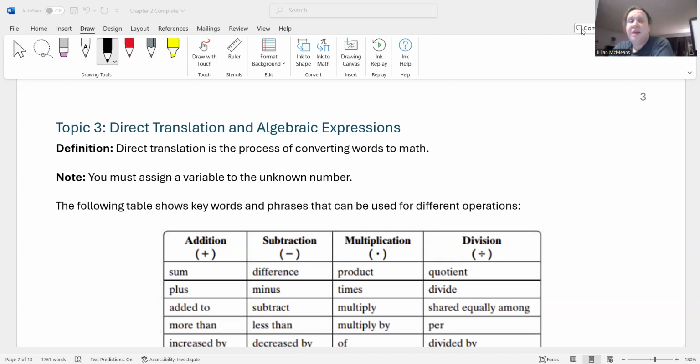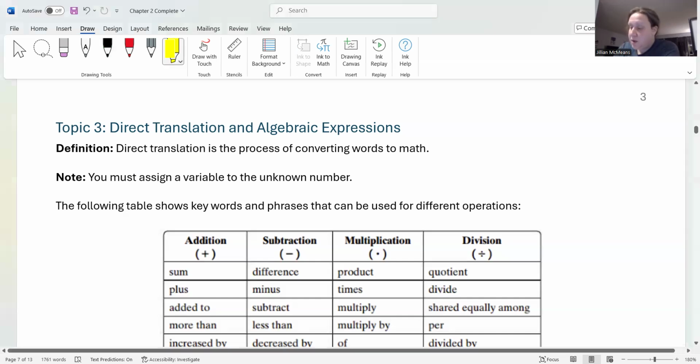My doors are open. Anyway, when you're dealing with math and word problems, we typically call it applications or problem solving. And part of that, when we start to incorporate these ideas of algebra, is something called direct translation. As a definition, direct translation is the process of converting words to math. And when you're dealing with algebra, the number one thing you have to remember is that it is your job as the mathematician to assign a variable to some unknown value.